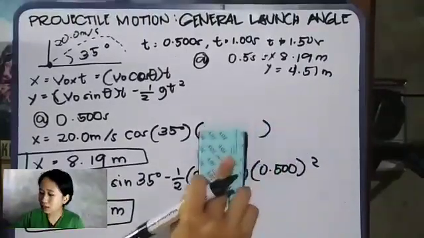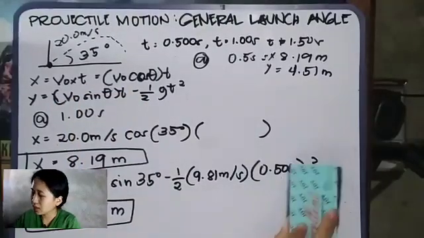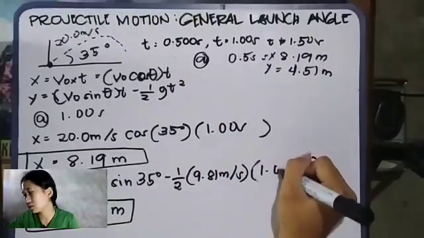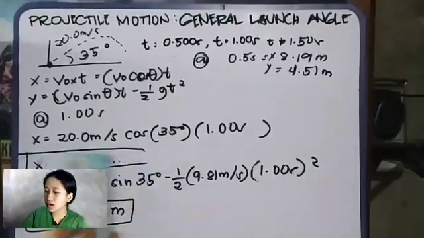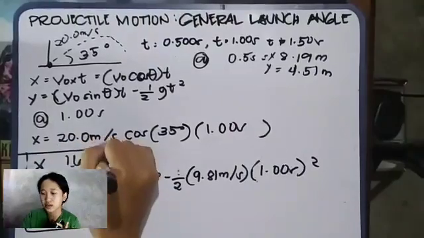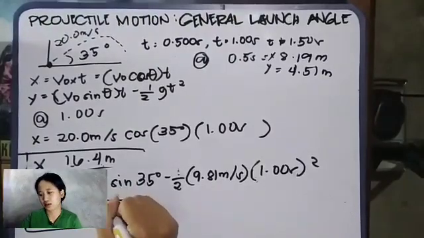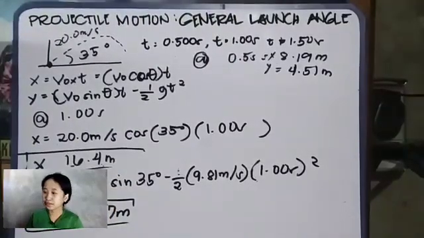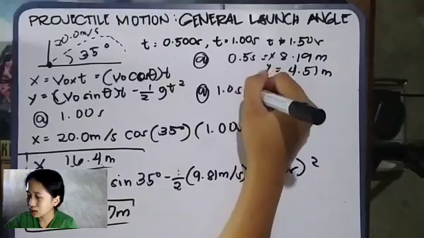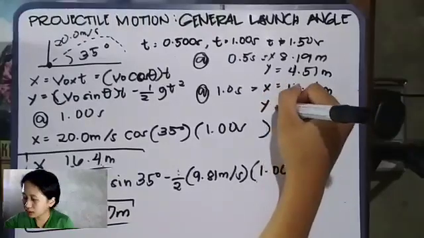So, gagawin sa may at 1 second na tayo, ha? Papalitan ko lang sila. 1 second. So, ayan. Ang makukuha ko sa x sa 1 second is 16.4 meter. Then sa y natin is 6.57 meter. So, ayun na siya. Ilista natin. 1 second. Ang x is 16.4 meters. Then sa y natin is 6.57 meters.